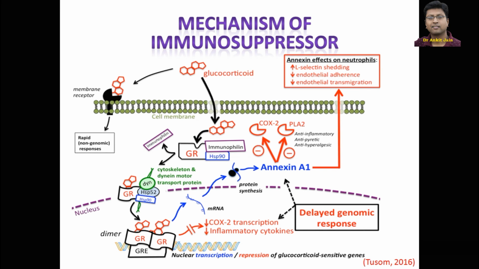So to reduce this graft rejection, the doctors will suggest giving immunosuppressors, and these immunosuppressors will bind to intracellular signal molecules in the cell, and they will inhibit the production of COX-2. These are the COX-2 inhibitors, and they will produce the protein annexin A1. So this annexin A1 will further increase L-selectin shedding, decrease endothelial adherence, and decrease endothelial transmigration of the neutrophil.